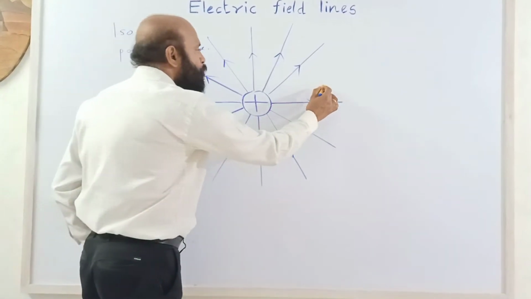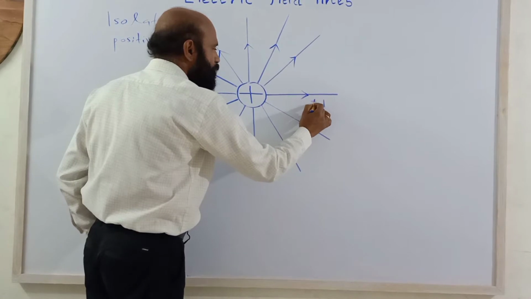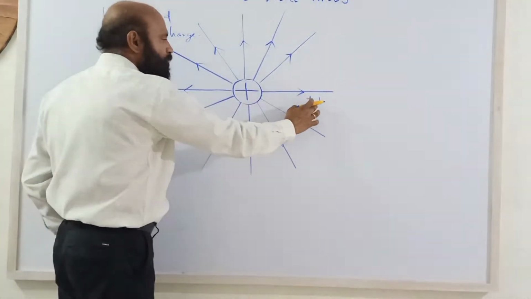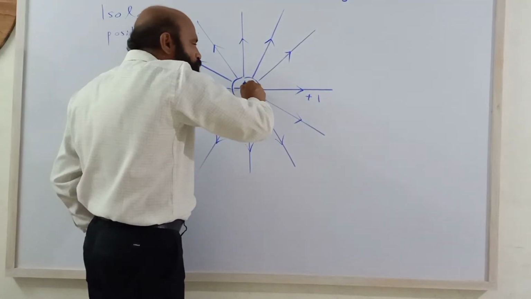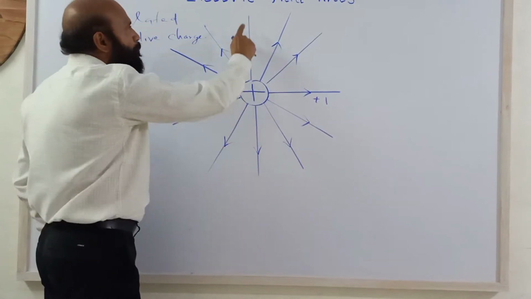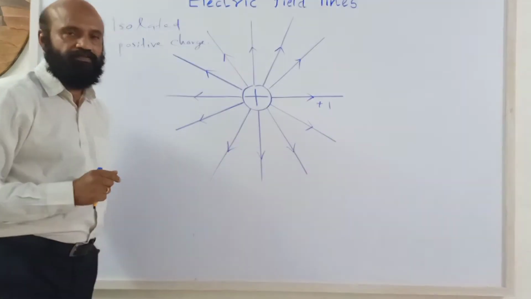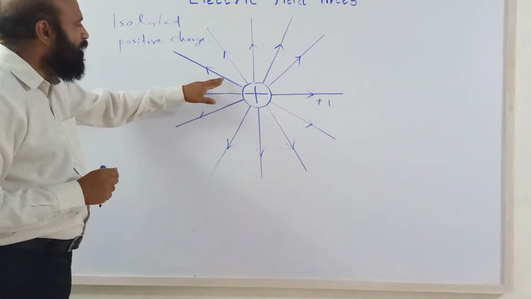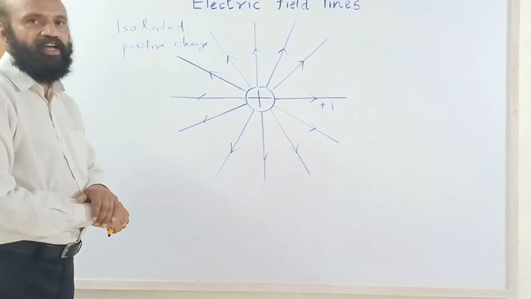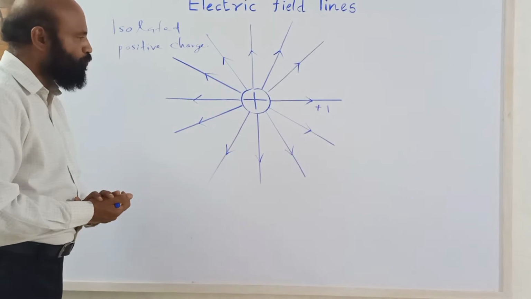Suppose you keep a unit positive charge here. Positive and positive, there will be repulsion. So the unit positive charge will tend to move along this direction. So this is the electric field line at this point. Here this is the direction. So electric field line is the line or direction along which a unit positive charge tends to move.